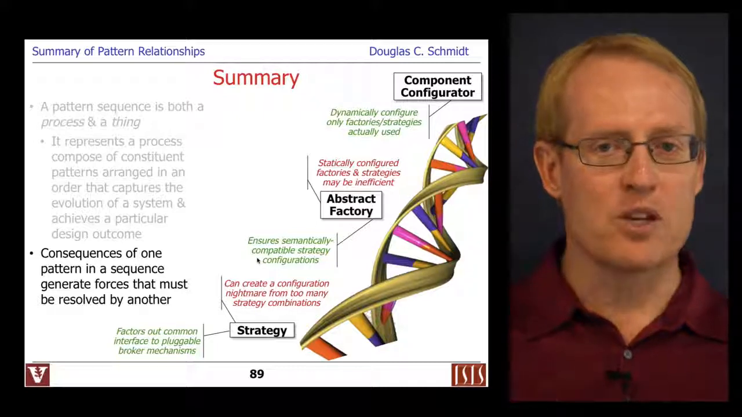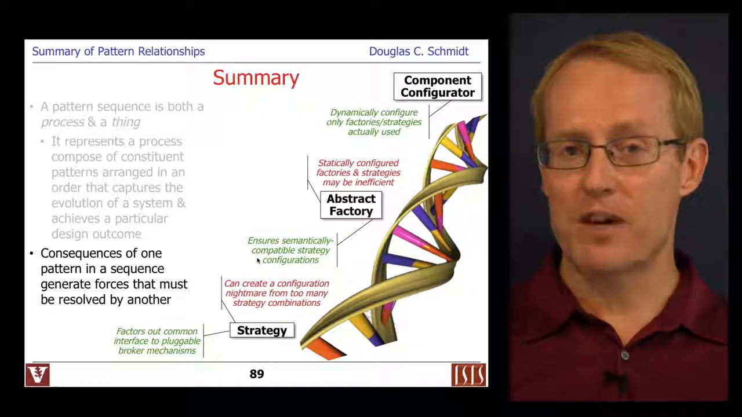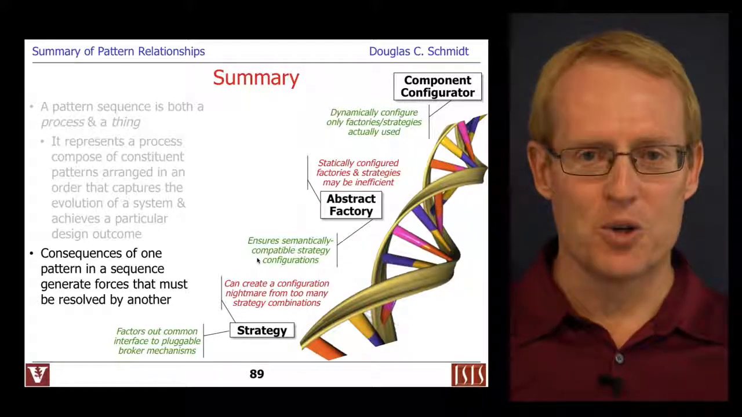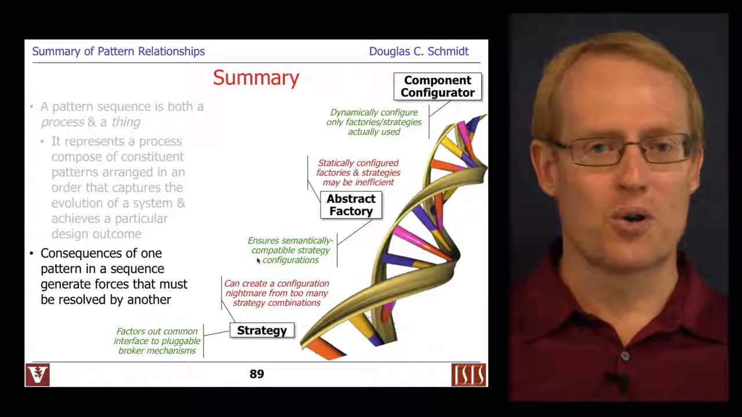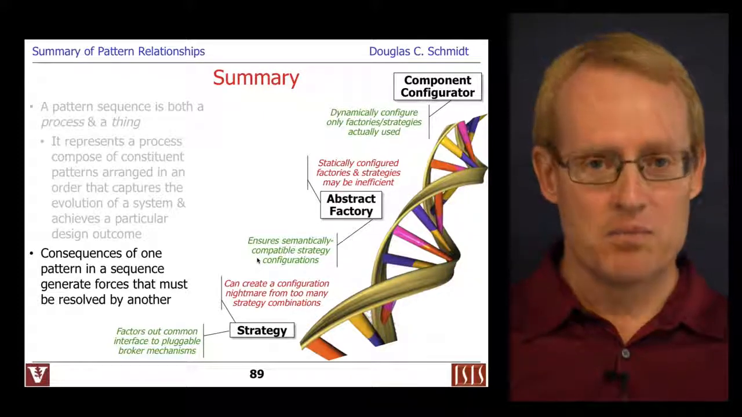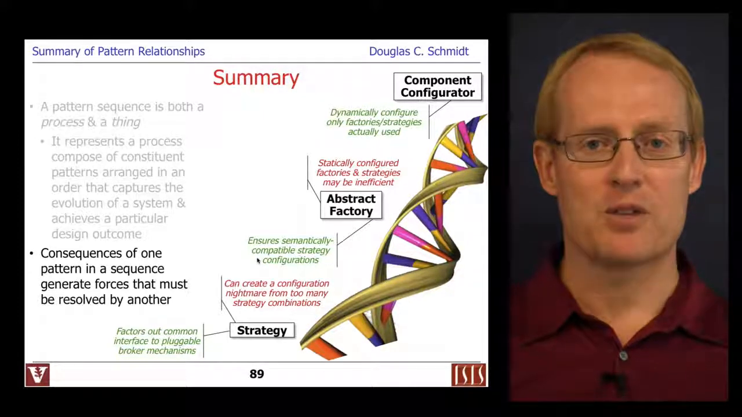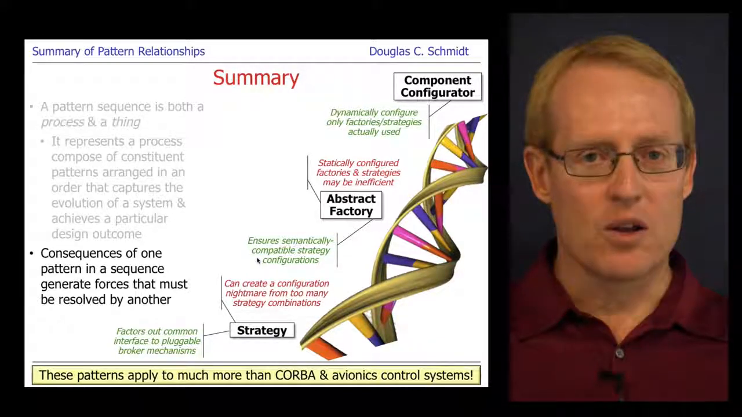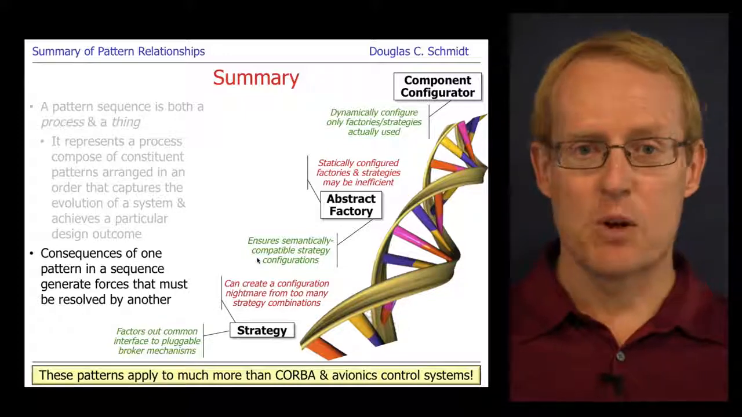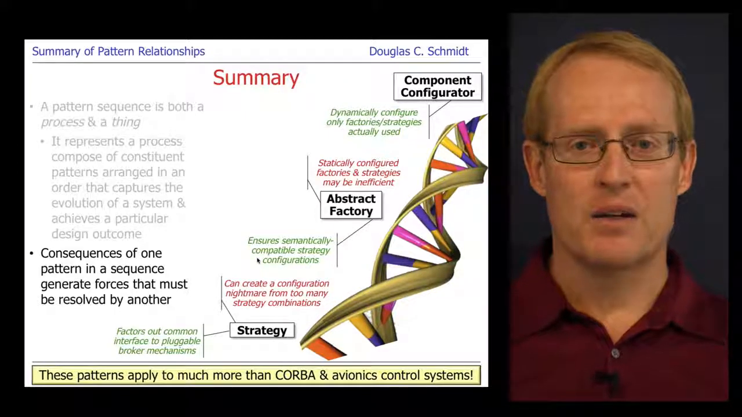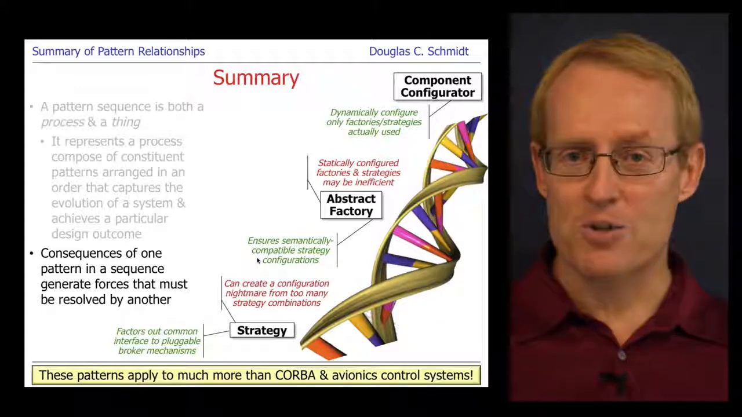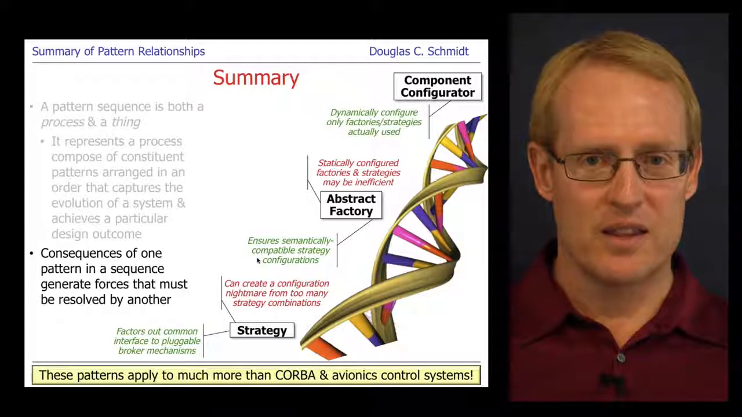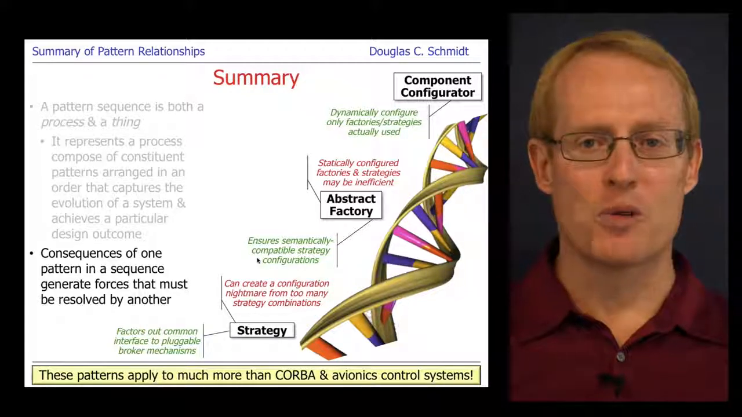So these are patterns that you'll see occur together very frequently. In fact, when we talk in later parts of the course on examples having nothing whatsoever to do with Corba or Corba-like middleware, you'll see that these pattern sequences still apply. They're still valuable. Just to underscore the point, we've been using Corba and avionics control systems to motivate a lot of what we've been talking about. But don't think for a minute that the patterns we're discussing are in any way, shape, or form limited to these applications and these domains. We'll see that a lot more as we go further on in the course.